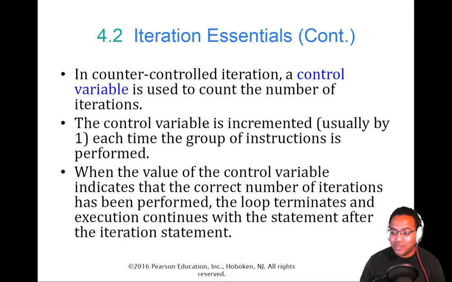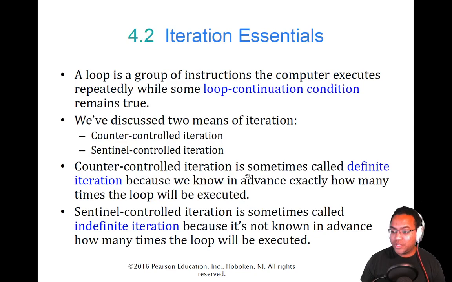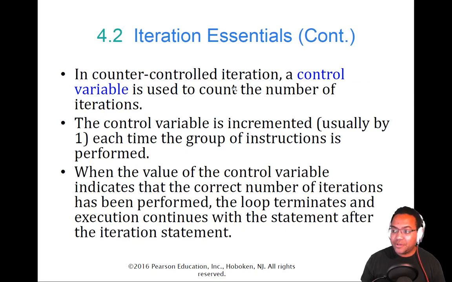All right, so counter-controlled iteration is sometimes called definite iteration. Sentinel-controlled iteration is sometimes called indefinite iteration. And the reason for that is because counter-controlled iteration will stop at some point. At some point, it has to stop because there's a number that's associated with how many iterations it should have. Whereas a sentinel-controlled iteration is sometimes called an indefinite iteration because there is no real stopping point there. So, in counter-controlled iteration, a control variable is used like I.